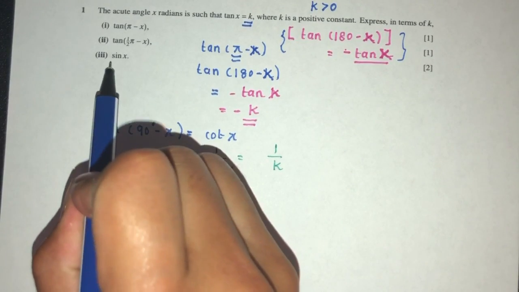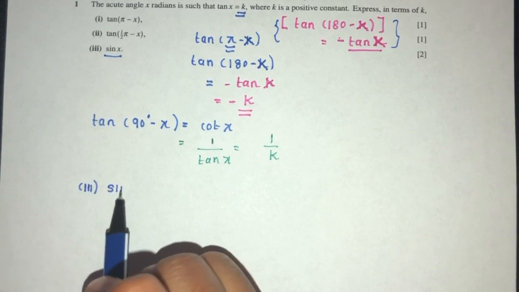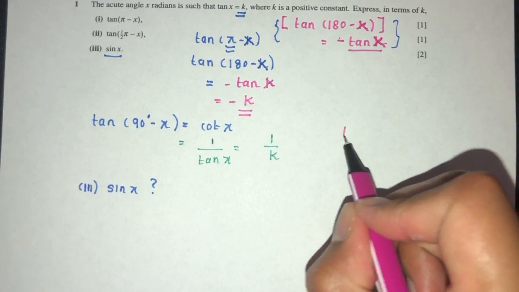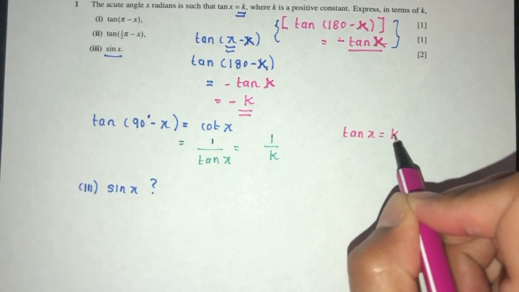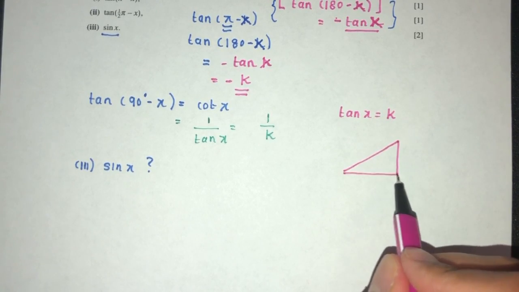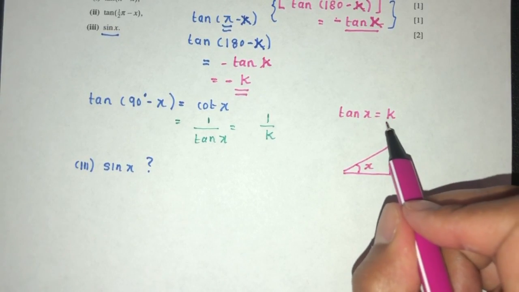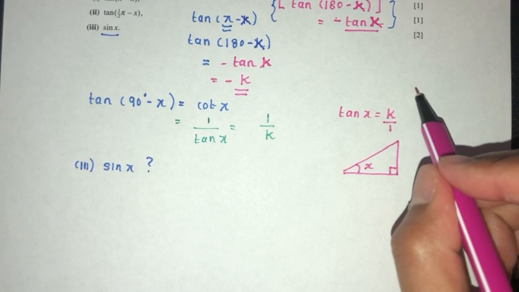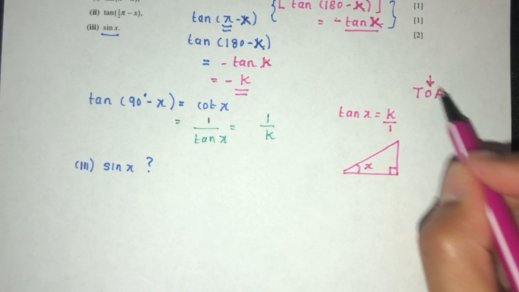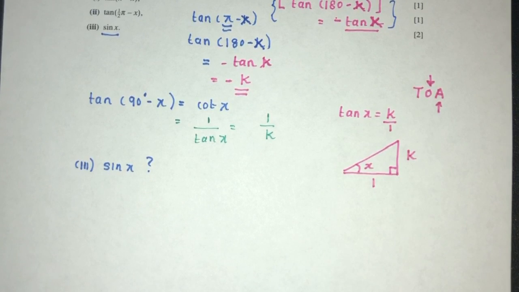Now for part 3, we have to find sin x. Pretty easy. We can just use a triangle because we know tan x is k. For example, if you have a triangle here with a right angle of 90 and this angle is x. Now k is k over 1. We know tan is opposite side over adjacent side. The opposite side is k here and the adjacent side is 1.